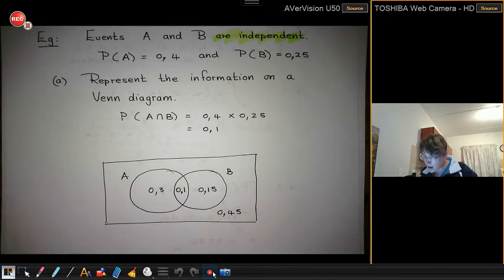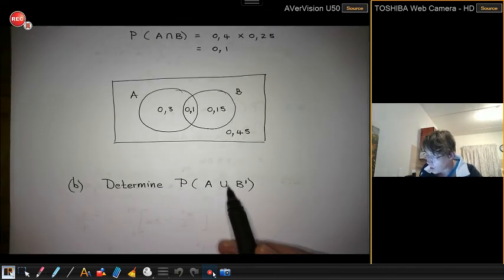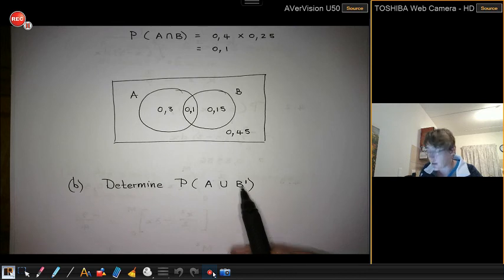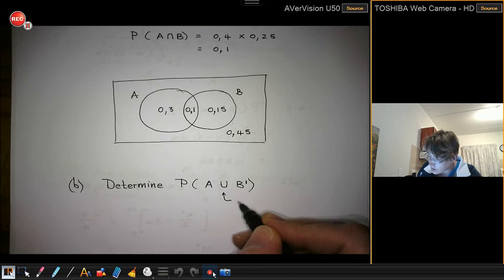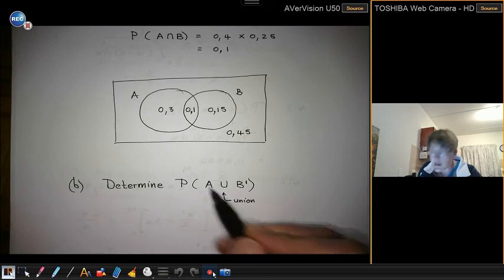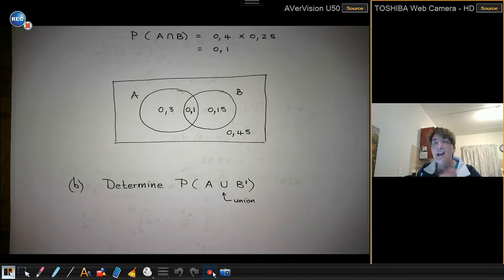Okay. Now the next question asks, determine the probability of A or the complement of B. Now careful, because or means the union, so it's everything that's an A, everything that is in the complement of the B, but don't add things up twice. So don't go and confuse union with intersection. The union is actually quite easy.